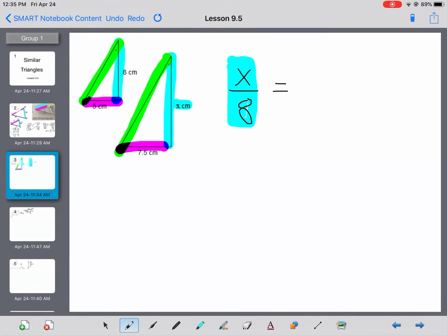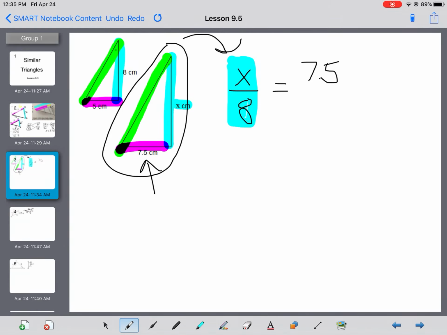Now, the important thing is to make sure that if I decided to put all the information from this big triangle on the top, which I did because I put x on top, then I also need to make sure that my purple number is on top. Okay? So I get 7.5 over 5.